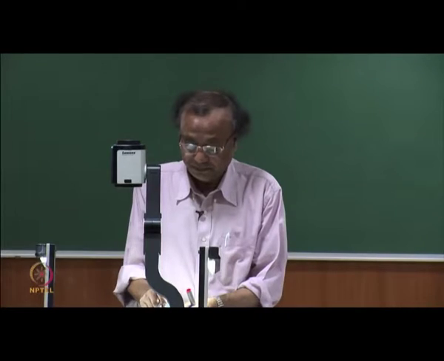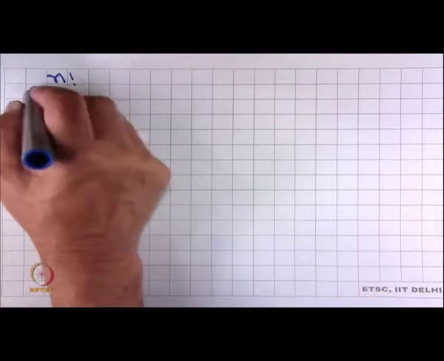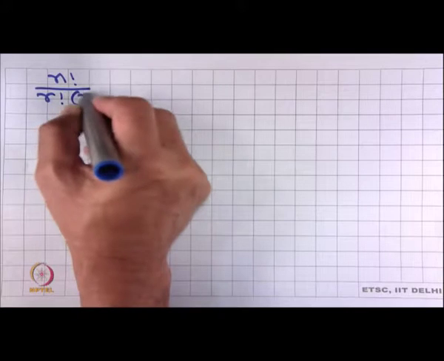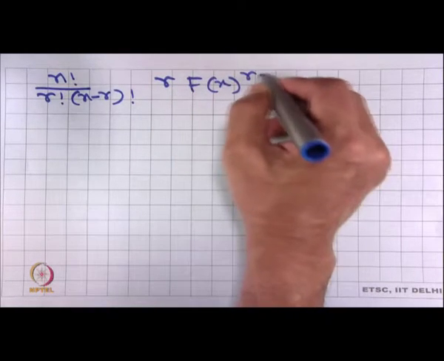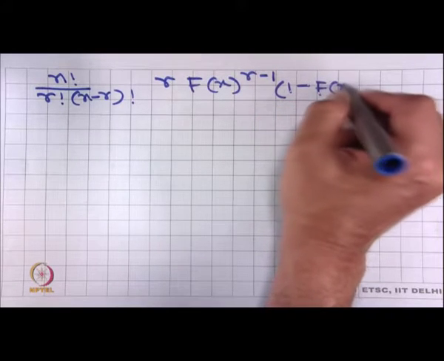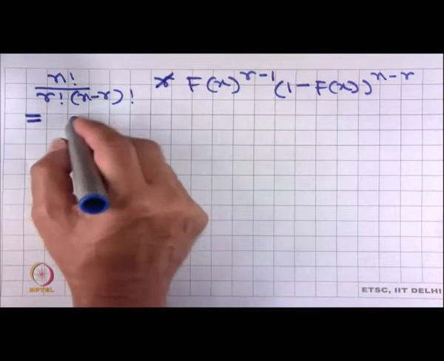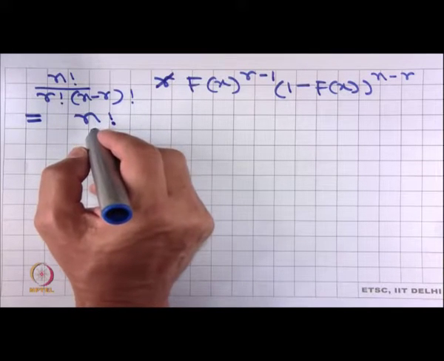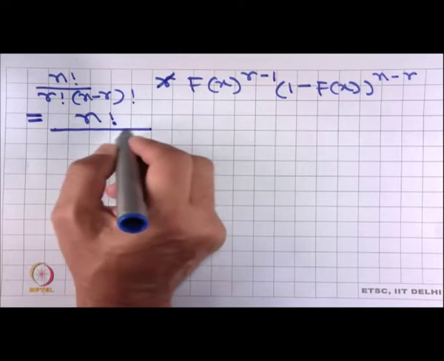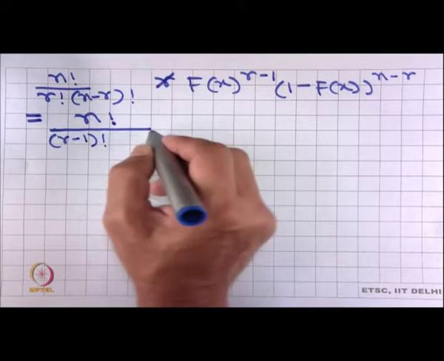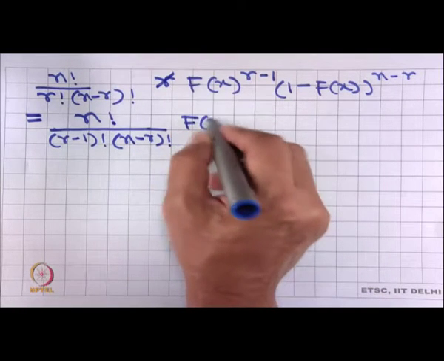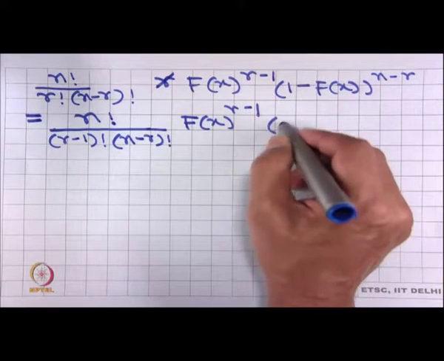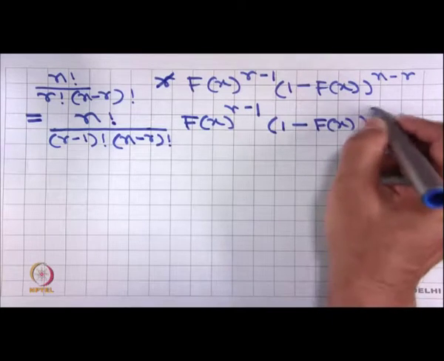Now, let us simplify it. n factorial into r factorial into n minus r factorial, multiplied by r into f(x) to the power r minus 1 into (1 minus f(x)) whole to the power n minus r is equal to this. r cancels with this. So, what we are getting is n factorial into r minus 1 factorial into n minus r factorial, f(x) to the power r minus 1 into (1 minus f(x)) whole to the power n minus r.